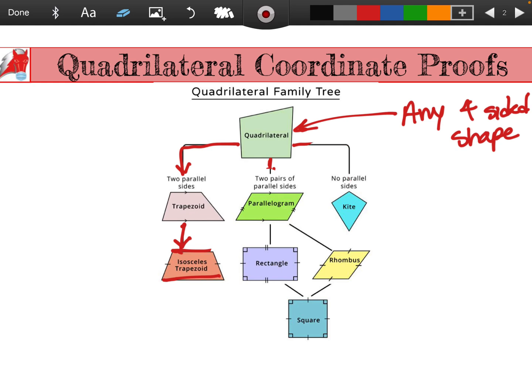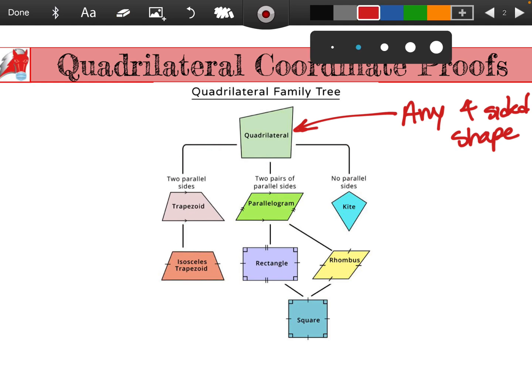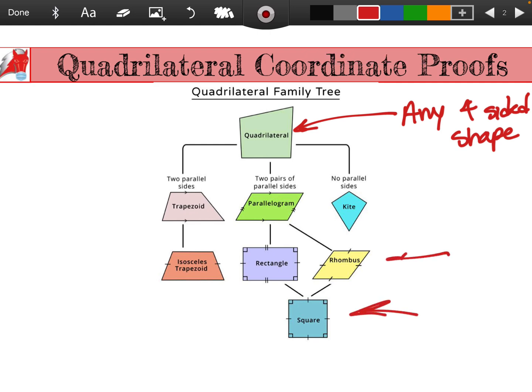So I'll erase all my stuff here. What we're going to decide, based off of what we discover, is which level we can say things are at. And that's what we're going to look for. So have this family tree handy. If you haven't made a copy of it yet, pause it and do that, because we're going to move on here.